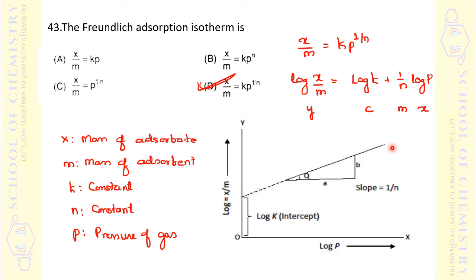Of course, at higher pressure conditions, this graph deviates from linearity. That fact you should know. But at lower pressure conditions, this Freundlich adsorption isotherm works well. So as said, this is a straight line equation where y is taken as log of x by m, and log p is taken as x. Slope will be 1 by n, and intercept will be log k.